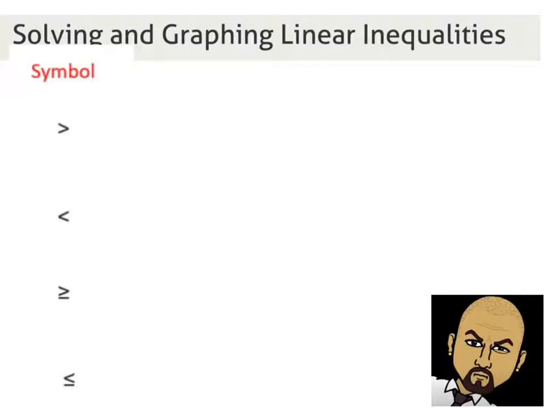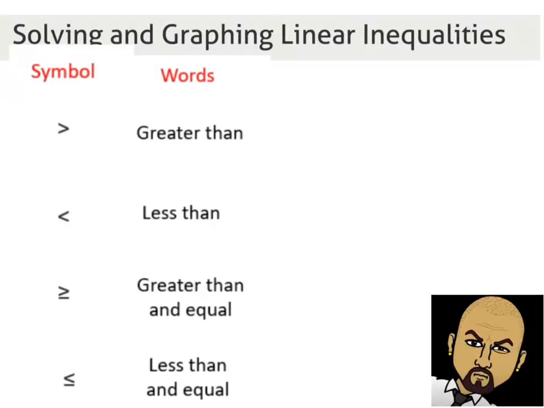And here they are. Now, most people represent the words in this manner, but I'm going to tell you that these words are not correct. Really, the first symbol is not "greater than," it is "greater than." The second symbol is less than. The third symbol is greater than or equal to. And the last symbol is less than or equal to. Now, I can't make the corrections on those words, but we'll be using that in class.